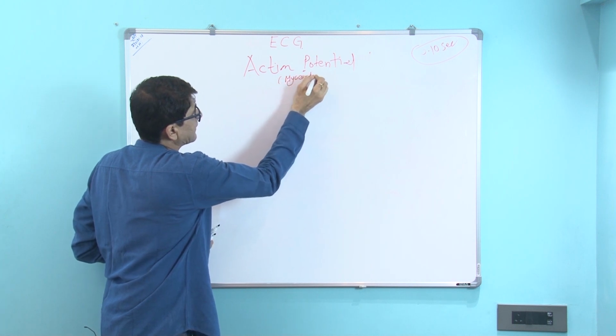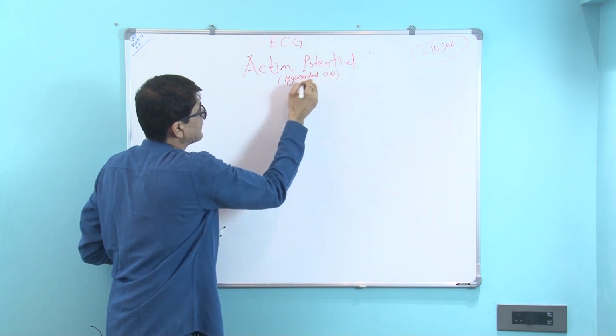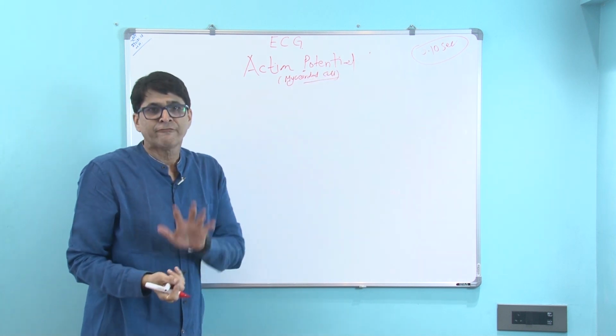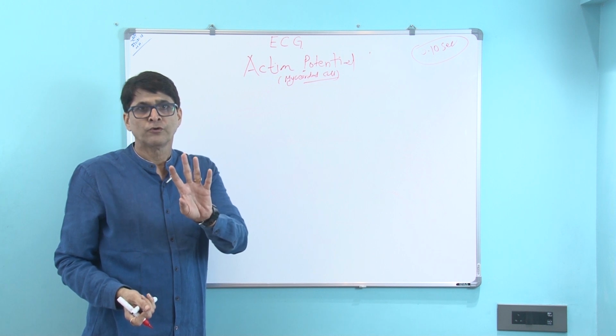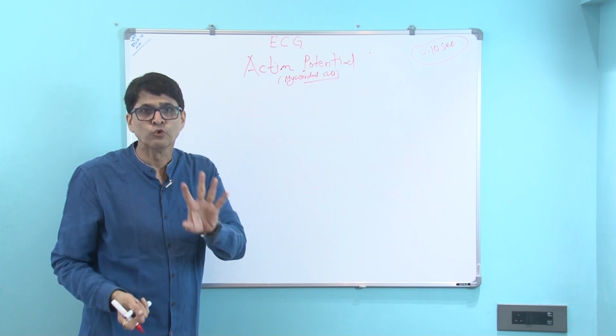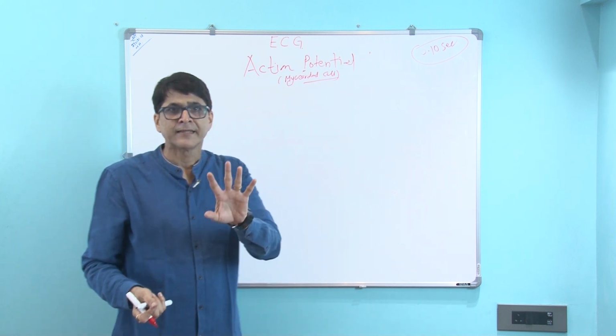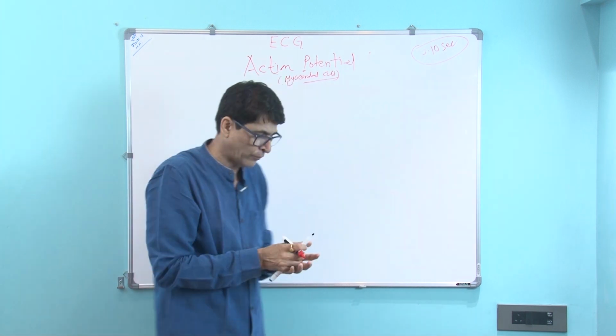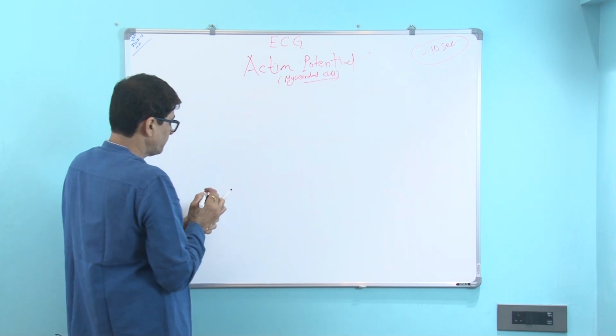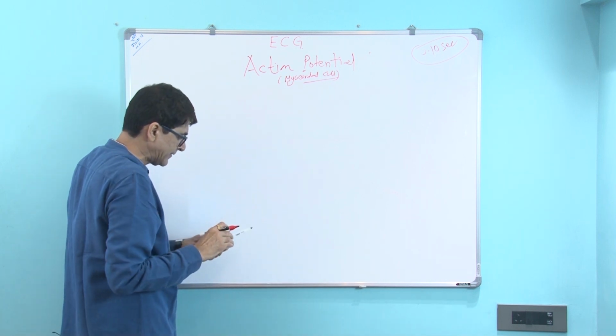Myocardial cell. There are 5 phases: phase 0, phase 1, phase 2, phase 3 and phase 4. So 0, 1, 2, 3, 4. I will draw a diagram and then I will explain it to you.